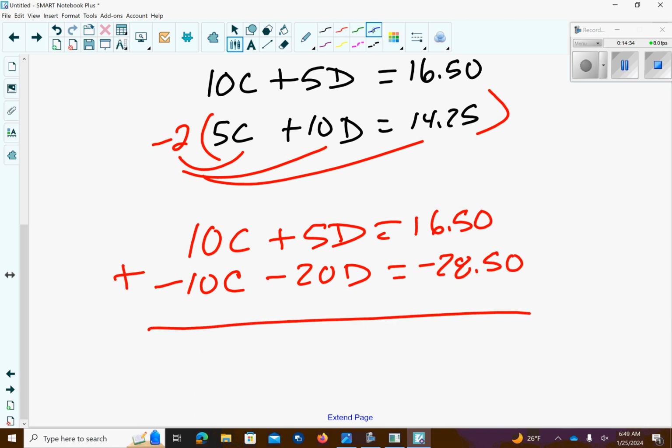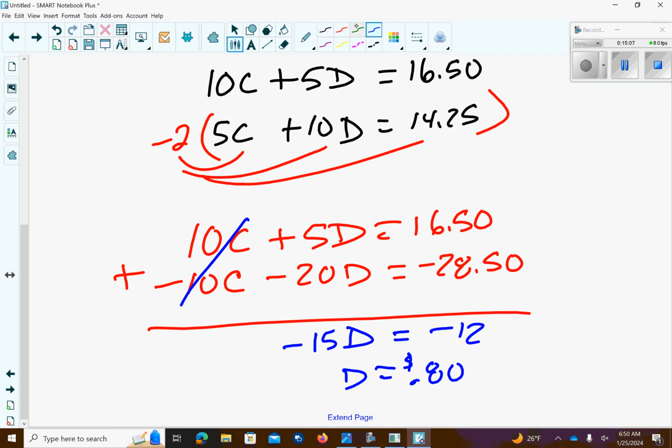So the nice thing is, coffee cancels out. I get -15D, and I'm going to go 1650 minus 2850. So that gives me -1200. We're going to divide both sides by -15. So 12 divided by 15 comes out to 0.80. Okay, so donuts were 80 cents each. So donuts cost 80 cents each.